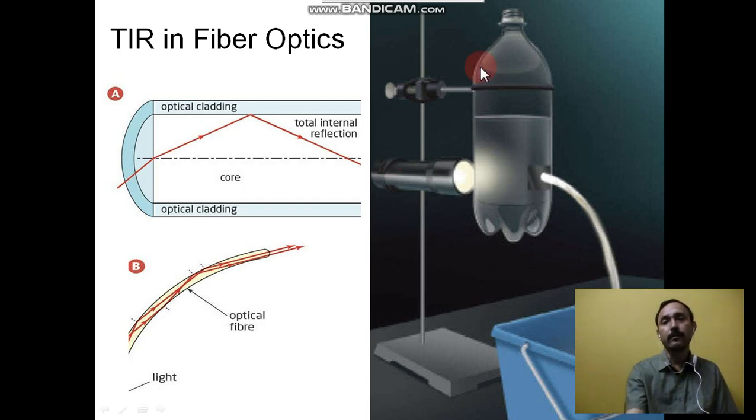Anybody can do this experiment at home by using a torchlight or a small laser torch. You can keep the bottle on a table with a small bucket. Then you can see this experiment. It is a very easy experiment of the Tyndall effect and the bending of light.